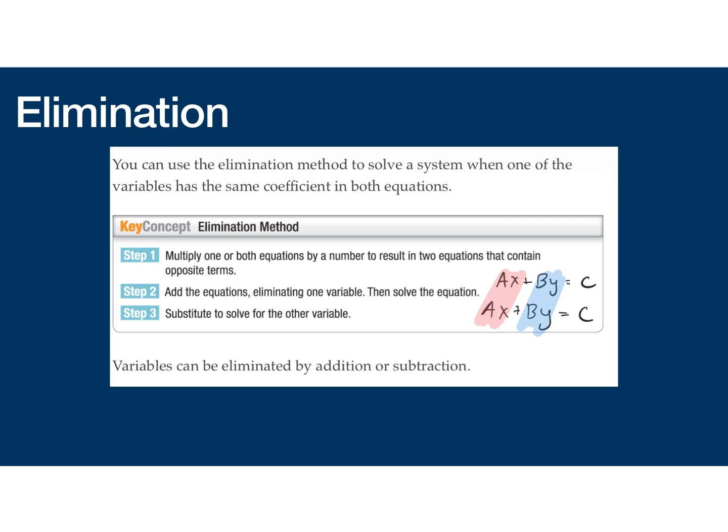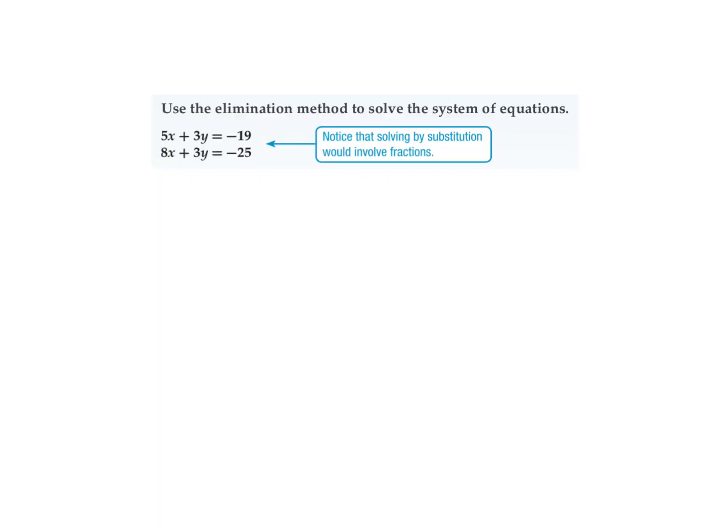So you multiply one or both equations by a number to result in the two equations having opposite terms. So what does this mean? If one is positive ax, you want the other one to be negative ax, because that way they will cancel. We'll go over the problems to show you how it works. Then you would add both equations and eliminate one variable, solve for that variable, and lastly plug it back in like we've been doing to get the other one. I'll show you guys with some examples.